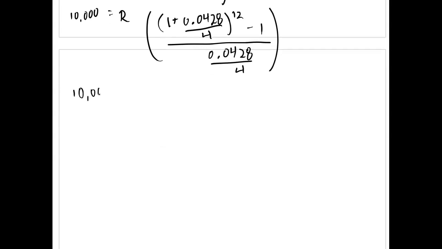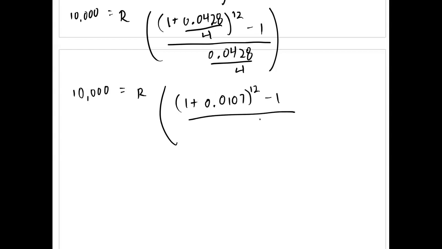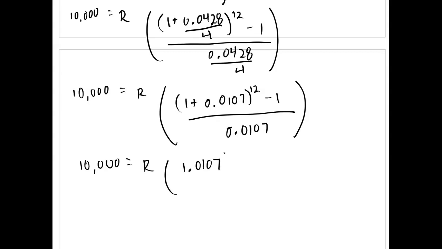So cleaning this up means I follow my order of operations. Starting inside these parentheses, let's do 0.0428 divided by 4. That gives a result of 0.0107. And same thing in the denominator, 0.0107. Next, I can add 1 inside the parentheses again. So that's 1.0107.